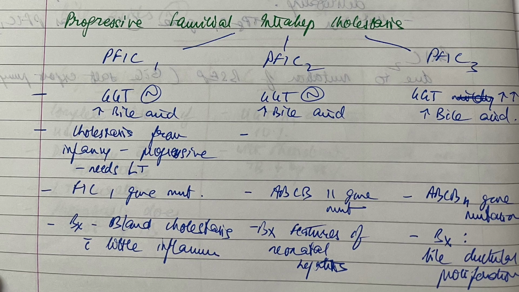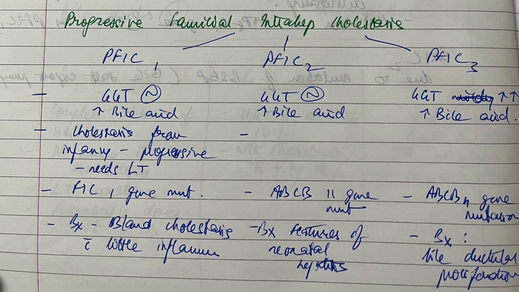Progressive familial intrahepatic cholestasis, that is PFIC 1, 2, and 3. The difference is somewhat similar to intrahepatic cholestasis of pregnancy, in which the GGT is normal for 1 and 2 and elevated in PFIC3, but it's quite elevated in PFIC3. Increased bilirubin is seen in all three. Increased bile acid is seen in all three.